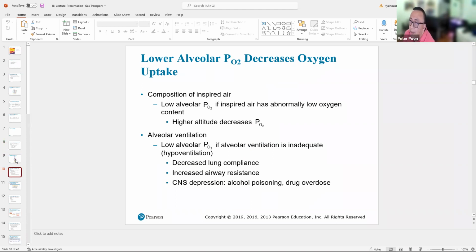So a lower alveolar pressure of oxygen decreases oxygen uptake. There are two ways to do that. The minor way is the first way, which is the composition of inspired air. If you're in Denver or on Mount Everest, there's less PO2 in the atmosphere. The pressure is less, so there's less oxygen in the atmosphere, and therefore it's harder to breathe.